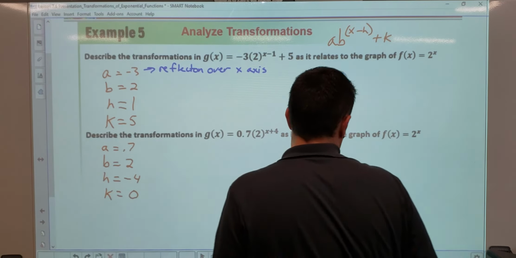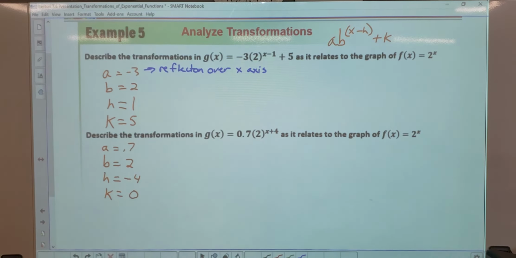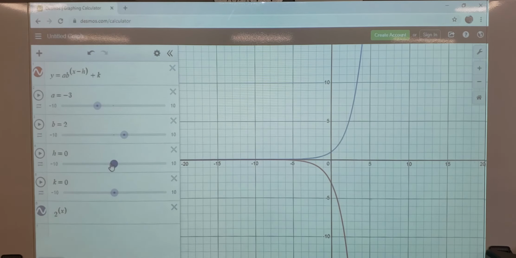Okay, h, what is my h value? All right, if my h value is 1, when I go into Desmos and I move the graph to 1, you can see it move to the right. So if I go back to 0 and I move it to 1, look at the graph, it goes to the right. So it goes right 1, and then the k is 5. And when I bring k up to 5, you can see the graph move what? Up 5.